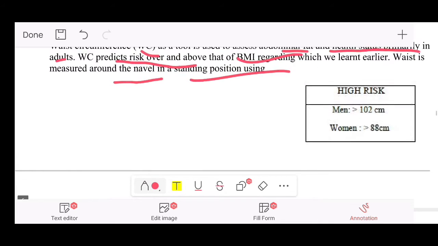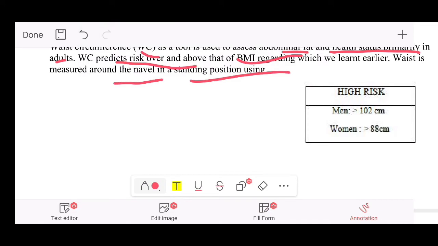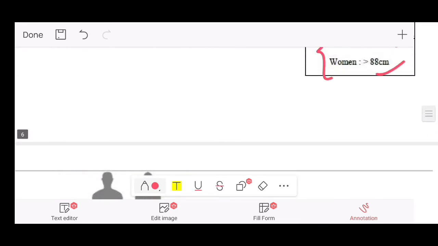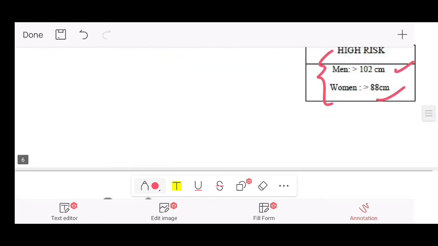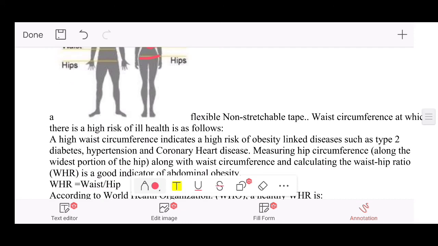Okay, so high risk. In the high risk category, if men are greater than 102 centimeters, they are at risk. If women are greater than 88 centimeters, then we can say they are at high risk. Okay, so see, the navel position, the standing position, using a flexible non-stretchable tape, meaning we should use a non-stretchable tape. We have to take one measurement tape, and that should not be stretchable.